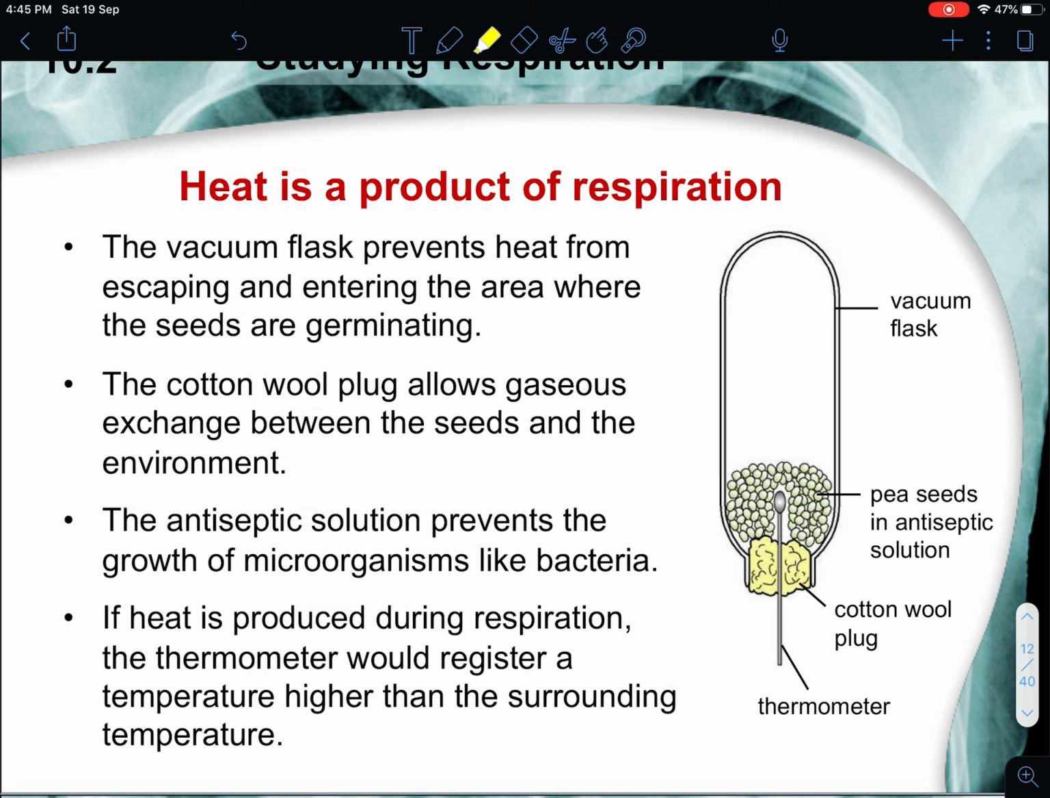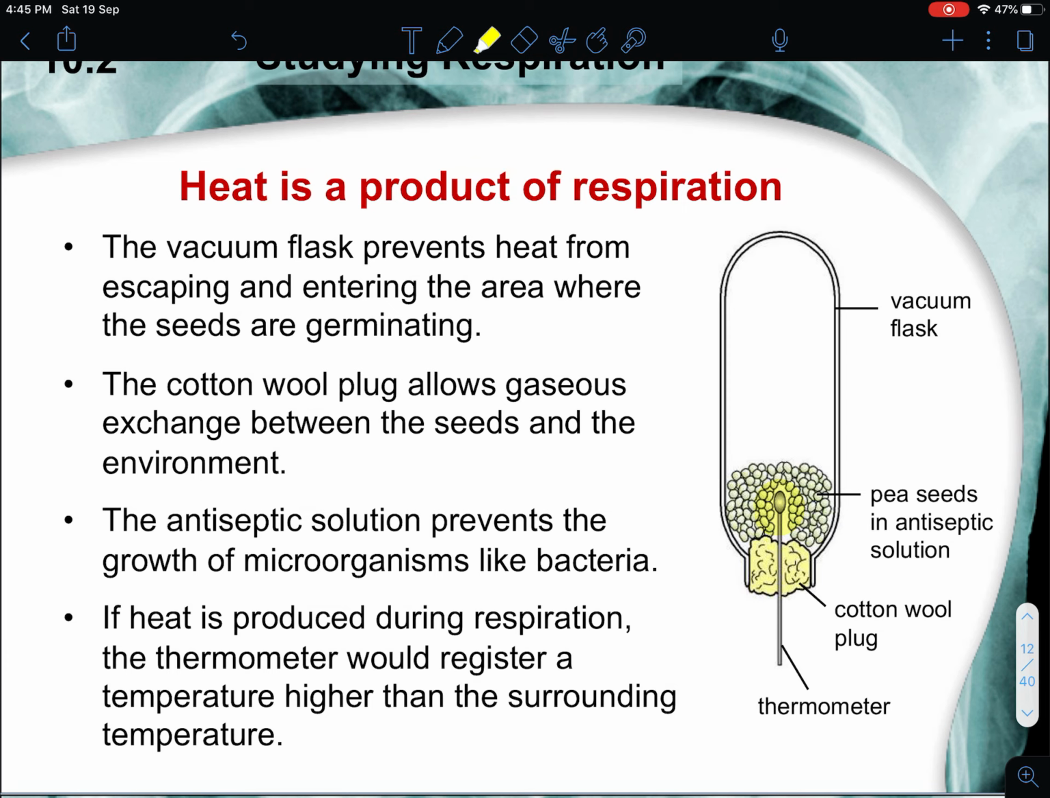Another thing is that heat is also a product of respiration, as energy is created. So a vacuum flask helps to prevent heat from escaping, allowing us to actually measure the temperature of the heat provided. The cotton wool will help to allow gaseous exchange between the seed and the environment. The antiseptic solution will help to prevent the growth of microorganisms like bacteria, as bacteria can also undergo respiration.